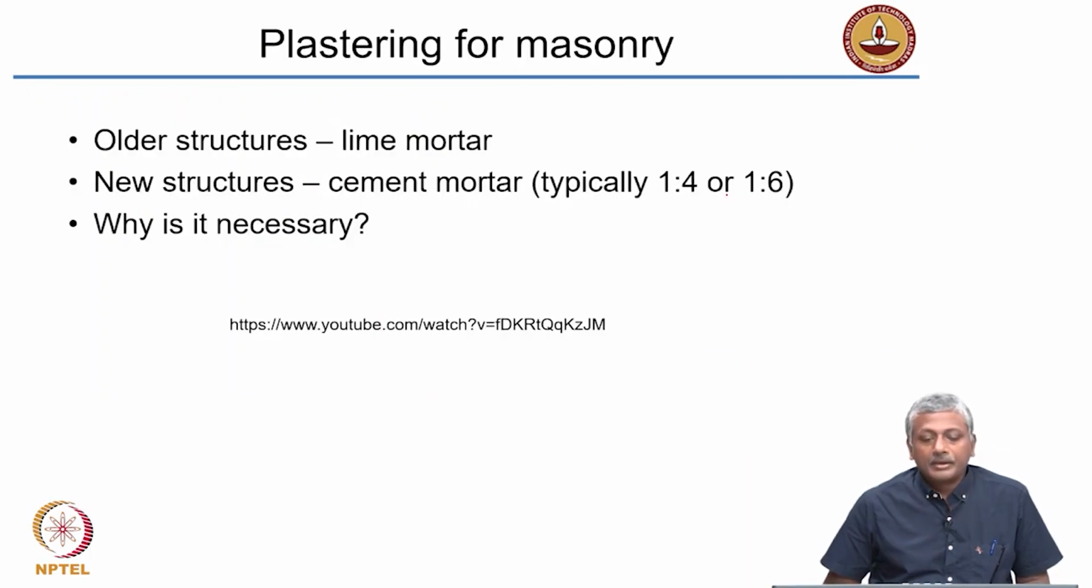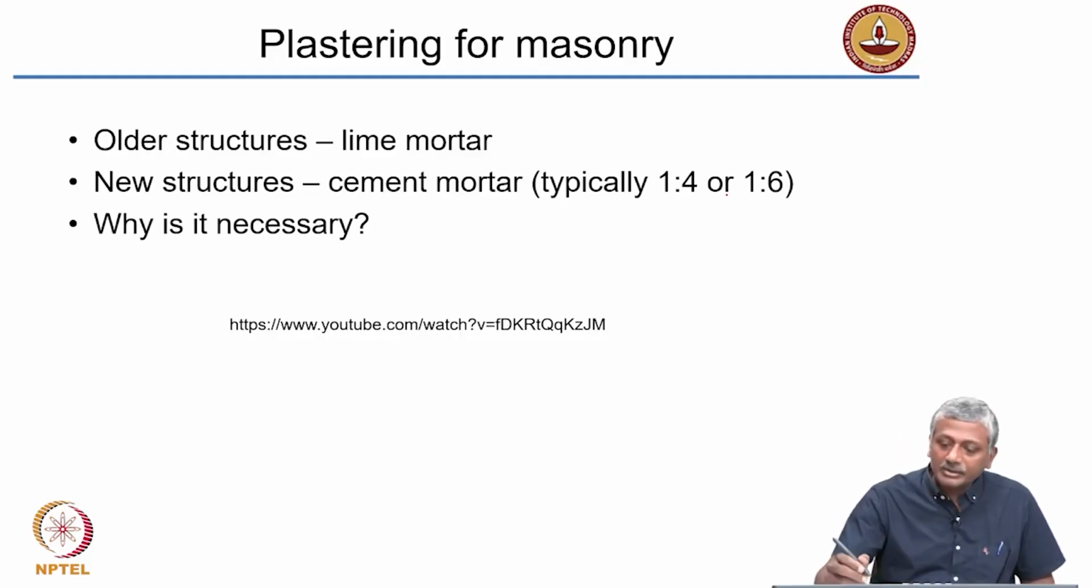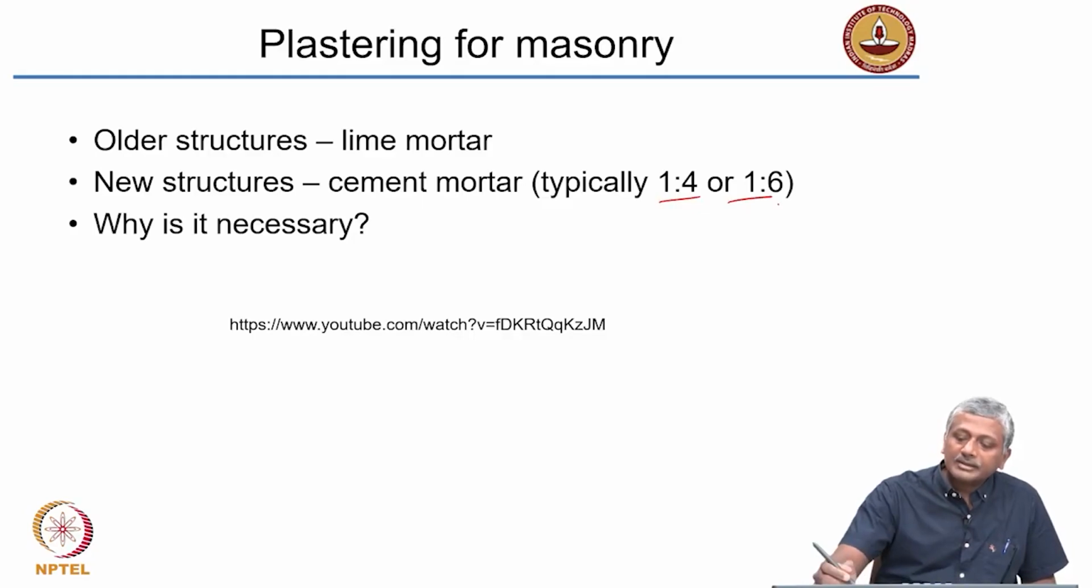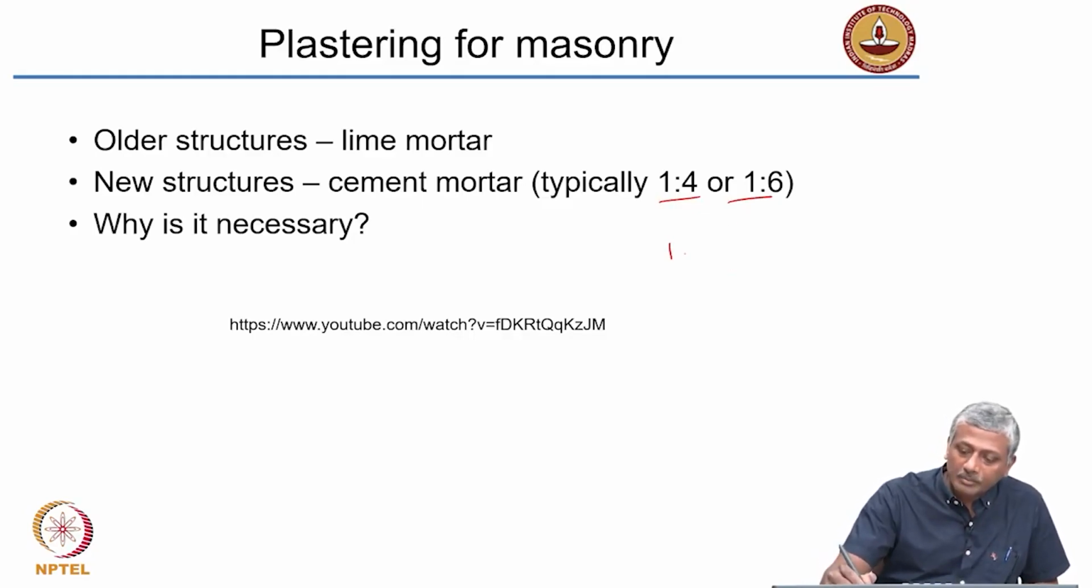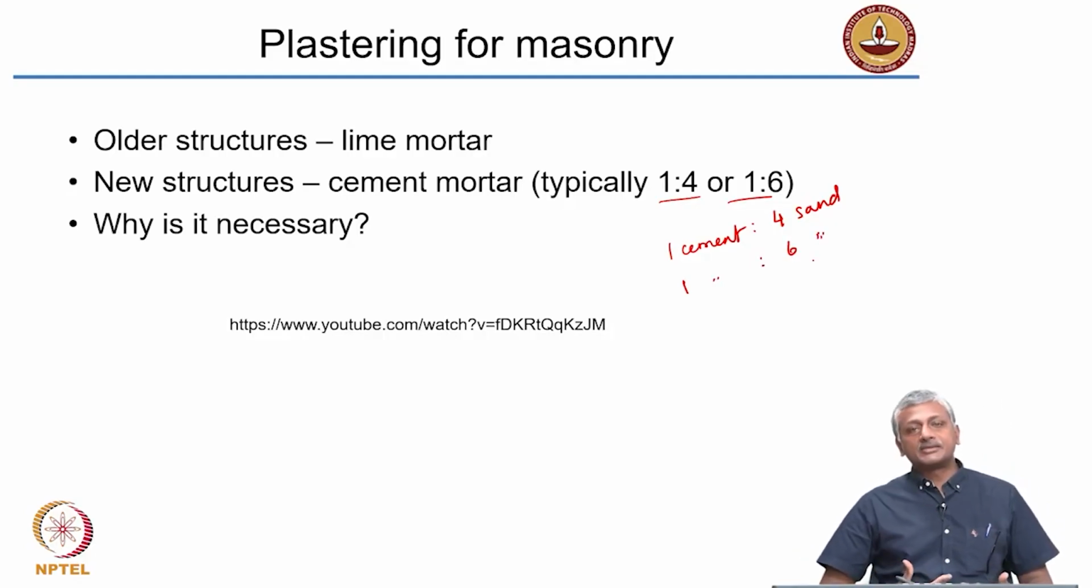Coming back to the plastering of the wall, after the wall is completed, obviously you need to do plastering. As I said, older structures were done with lime mortar, new structures are typically done in cement mortar. Generally when you talk about plasters, they talk about ratios like this: 1 part of cement to 4 parts of sand, or 1 cement to 6 parts of sand, depending upon the consistency of the plaster that you require, or depending upon the strength of the plaster that you require. In the plaster case, strength is not all that important.